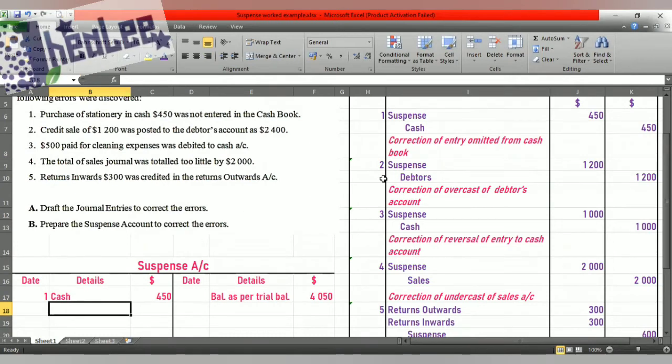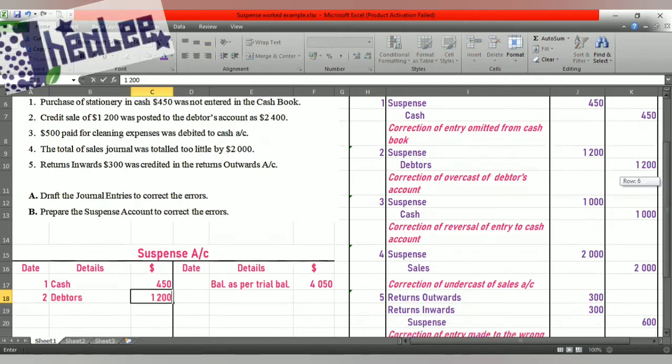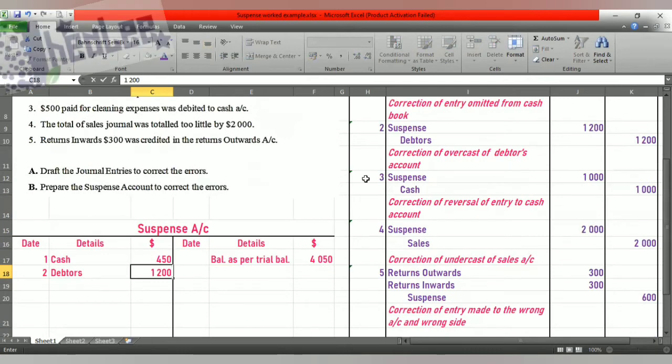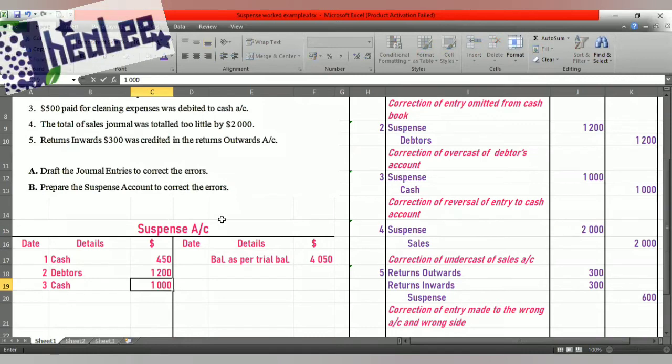Next, we're on to number 2, and we notice based on that, our suspense account should be debited. So therefore, number 2, we're going to put debtors because debtors is the other item affected, and the amount is $1,200. Number 3, suspense is to be debited. So we're going to make that debit entry to the suspense account for number 3, and the item to be credited is cash. So our details is cash, and the amount there is $1,000.